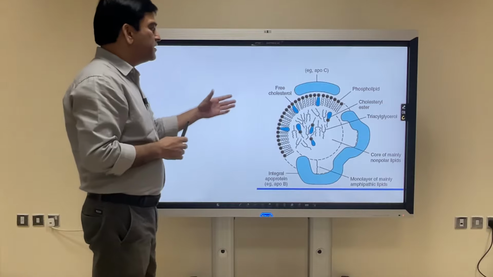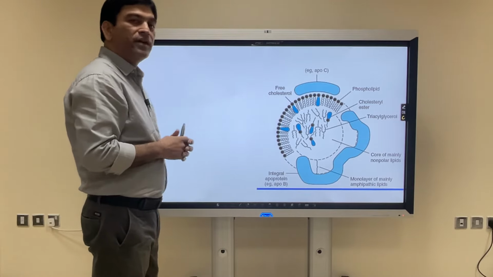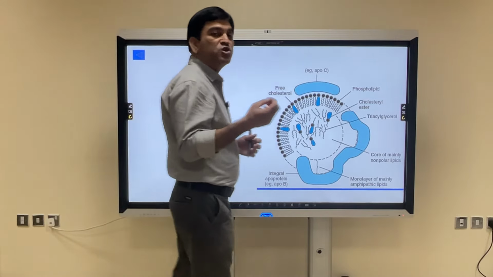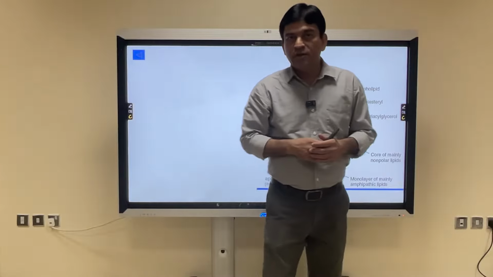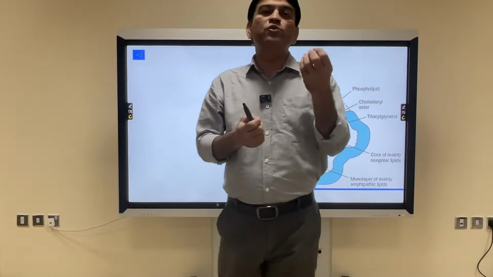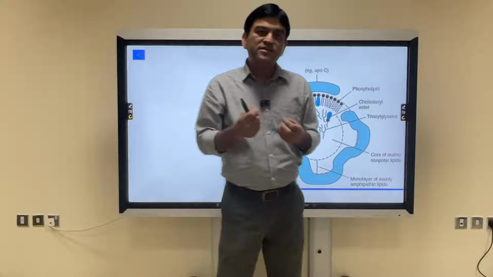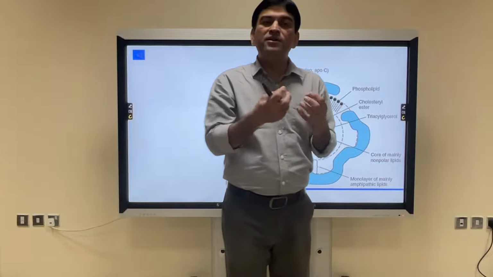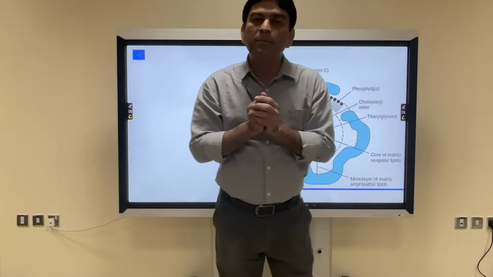For example, there is lipoprotein over here. Lipoprotein is basically a conjugate protein. Conjugate proteins means it is made up of two things. One is protein and the other one is lipid. So lipid plus protein gives you lipoprotein.